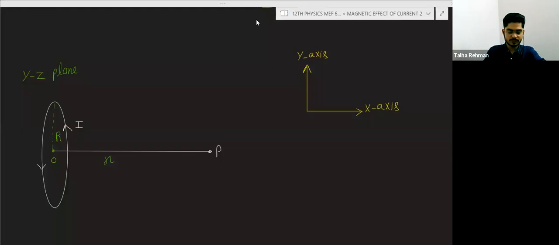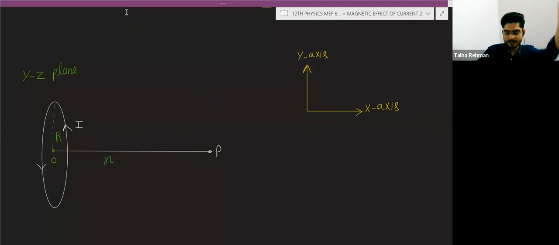We will discuss this derivation. Here I will do this derivation with the help of Biot-Savart law, and we know that with the help of Biot-Savart law, we can calculate the magnetic field of a small element of wire only. So we will take the small element of this coil, and after that we will integrate. Then we will get the field due to the whole circular wire or coil at this point.